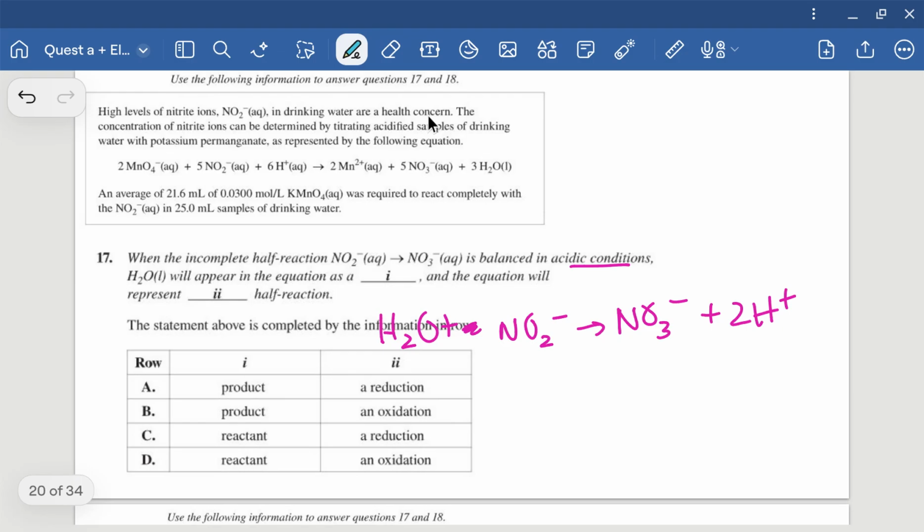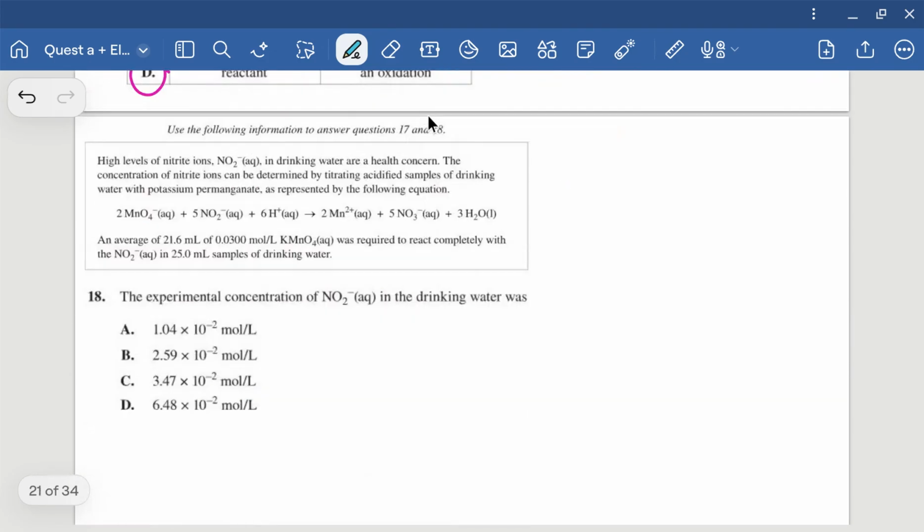I did this on the other one. I don't know why I keep overthinking this now. If I add in just 1 electron, this would be 0. So I need to have 2 electrons on this side. So now that I've done that, then answering the question, water appears as a reactant, and the equation will represent, so if your electrons are on the right hand side, that is oxidation, because you are losing, not gaining.